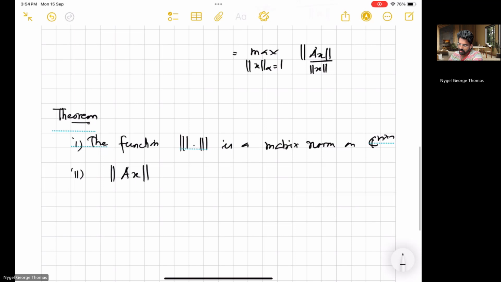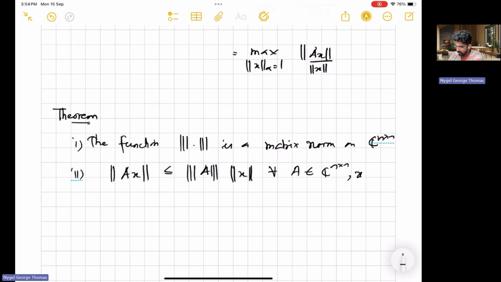Okay, the vector norm of AX is less than or equal to the matrix norm of A times the vector norm of X, for all A belonging to C^(n×n) and X belonging to C^n.